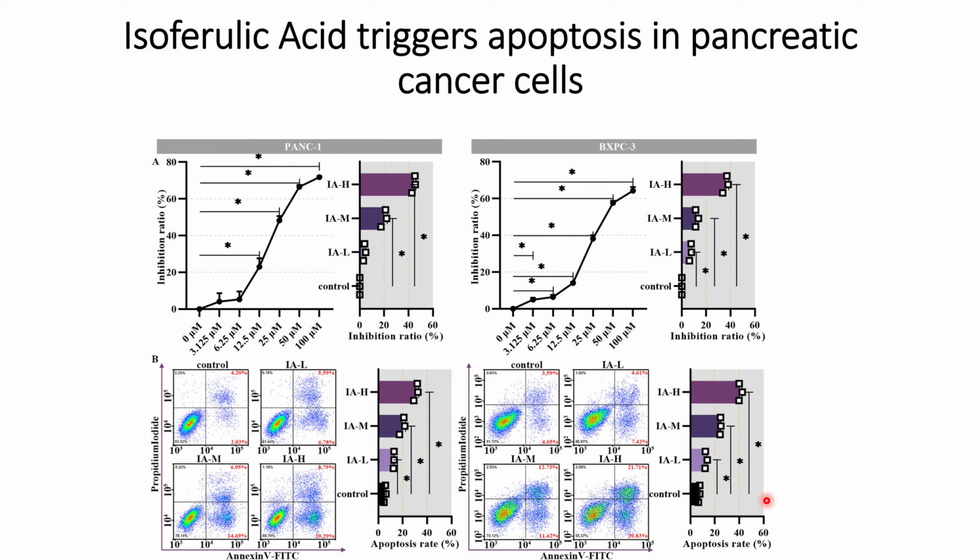So both of these experiments, first the indirect experiment based on the CCK8 assay or cell counting kit, and the other, the apoptosis measurement using the TUNEL assay, both give indications that isoferulic acid also has anti-cancer properties, and basically it will trigger apoptosis in pancreatic adenocarcinoma cells.